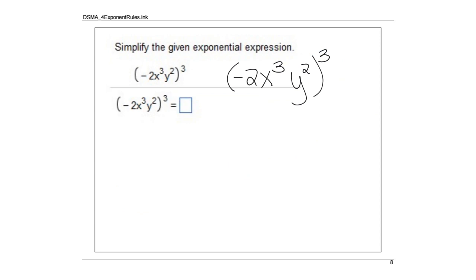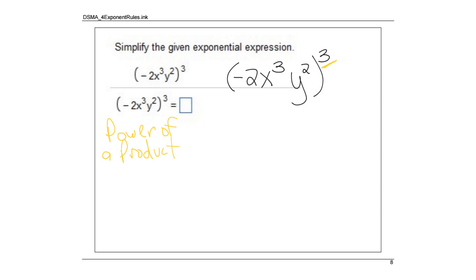All right, so these are starting to look a little crazy, but they're still the same rules. So once you have those rules, it doesn't matter what the problem looks like. You can work your way through it. So we notice that we have a 3 here on the outside. So if we look on the inside, we can see that it's all multiplication. So since it's all multiplication, we can use power of a product.